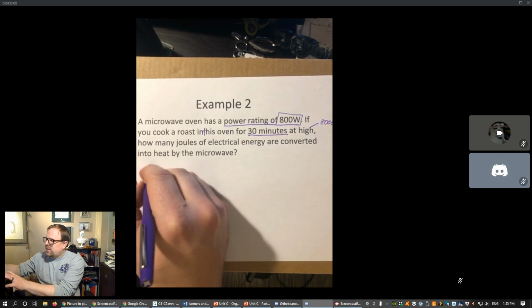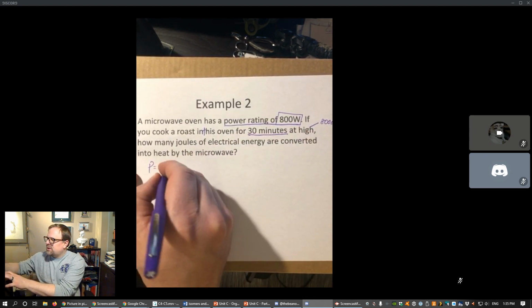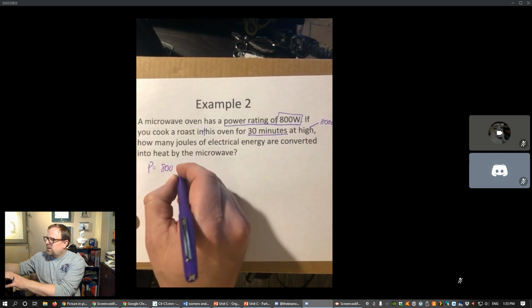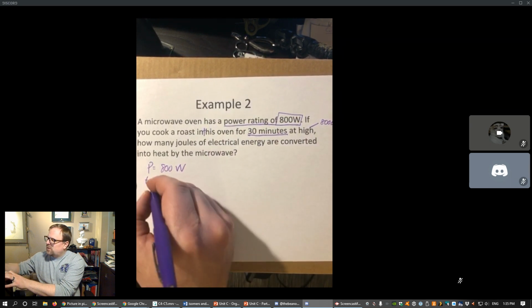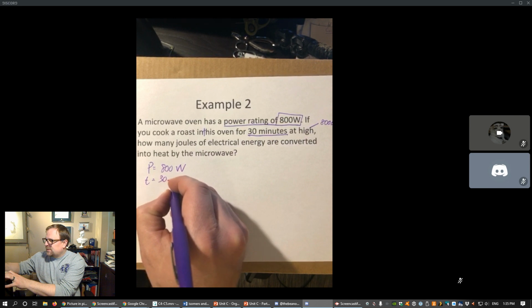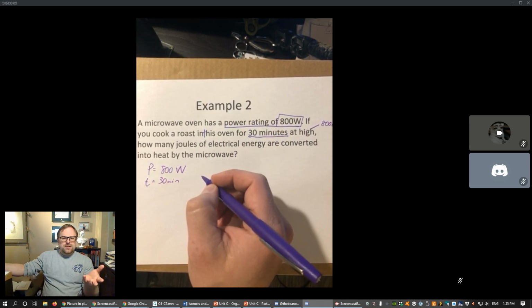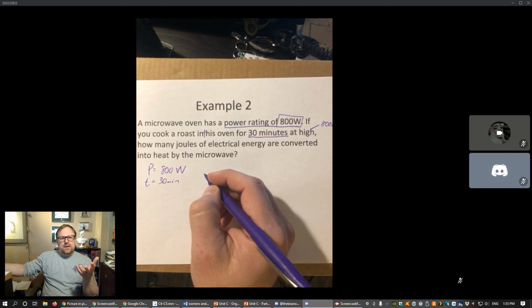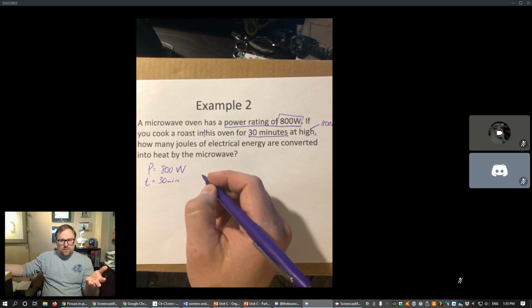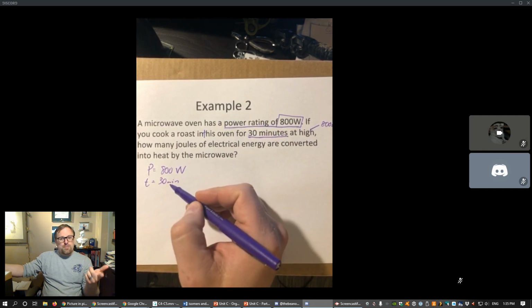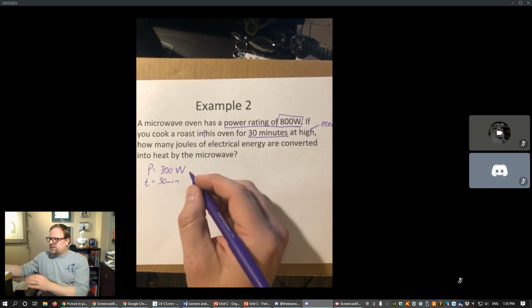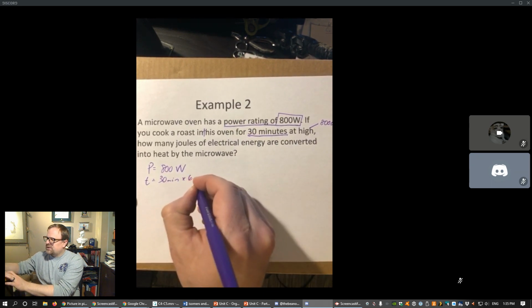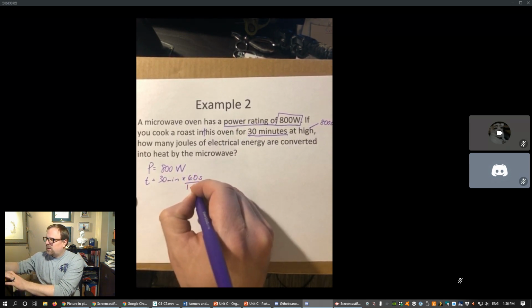So what we know in this question is our 800 watts is our measurement of power. And our measurement of time, I'm going to put as a lowercase t, is 30 minutes. Now remember, our formula suggested that we need to be using time in seconds. So in order to convert minutes to seconds, you need to ask yourself how many seconds are in 1 minute. I would say to myself, well, there are 60 seconds in 1 minute, right?